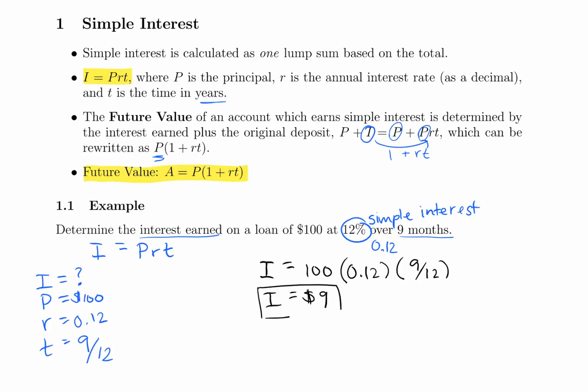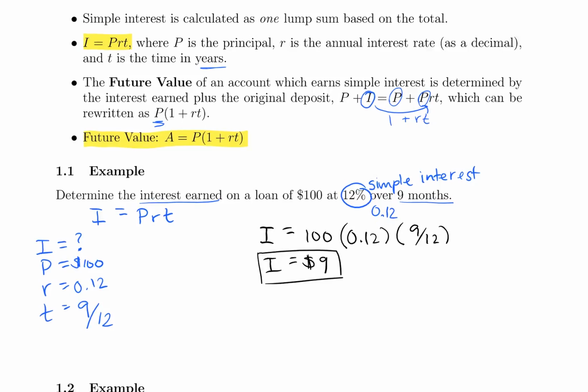So $100 invested at 12% for 9 months gave us $9. Does this seem reasonable? It should seem kind of reasonable. We had 12% over the whole year. So if we break that up into months, 12% divided by 12, that means we're earning 1% every month. So if I've invested for 9 months, then I should have 9% back in interest, and 9% of 100 would be $9. So this should seem reasonable.